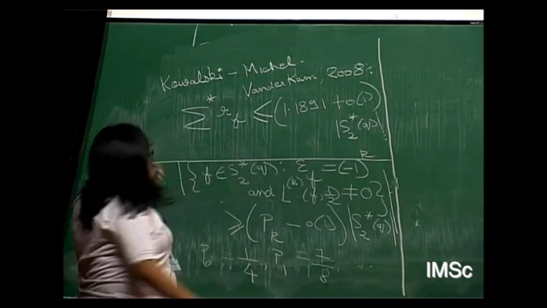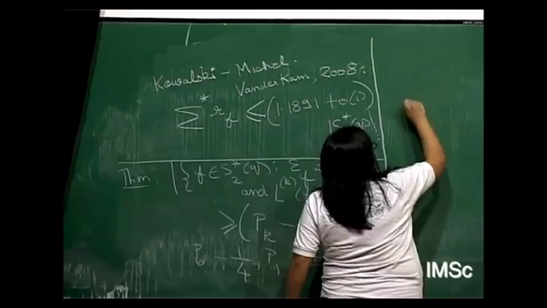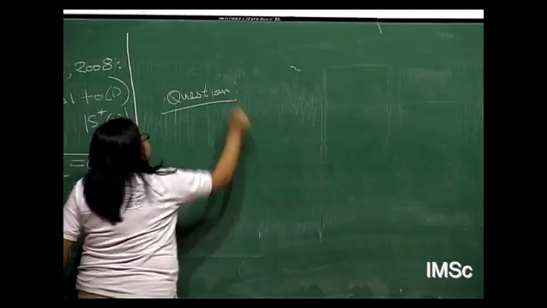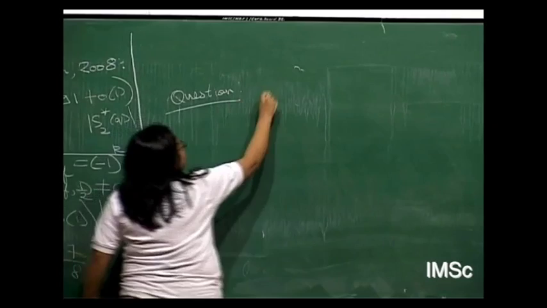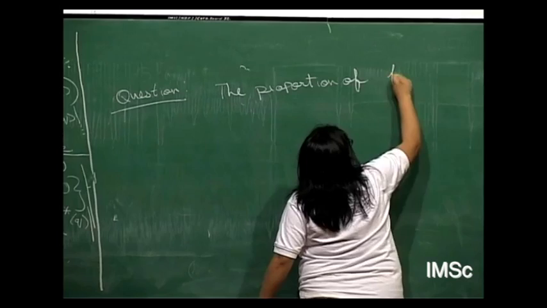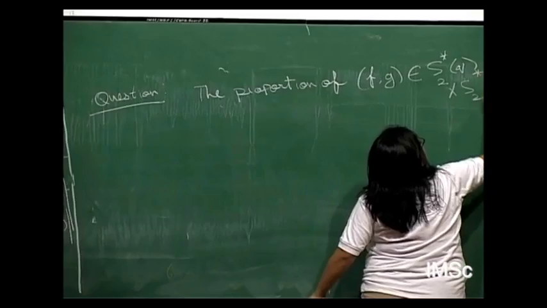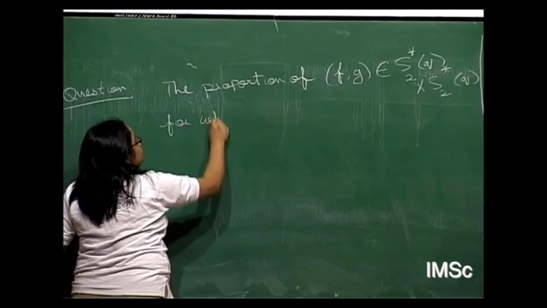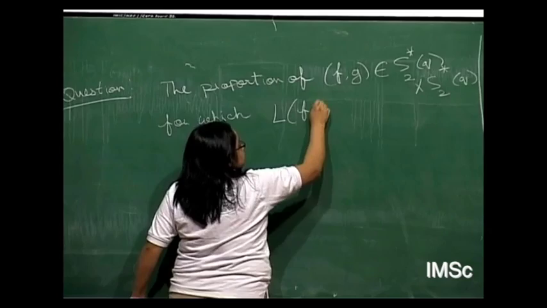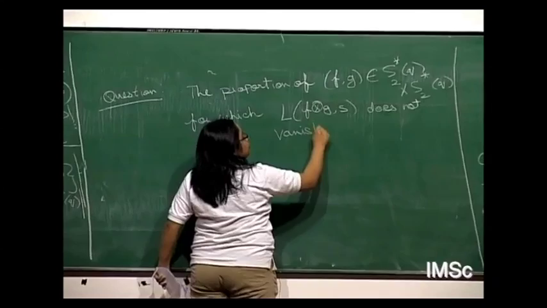Okay, so I was at Berkeley, at MSRI Berkeley at that time, and Iwaniec was also around. So we started discussing this problem, and the primary question that we decided to investigate was the proportion of f and g both new forms for which the Rankin-Selberg L function, which I'll define immediately, does not vanish at s equal to half.